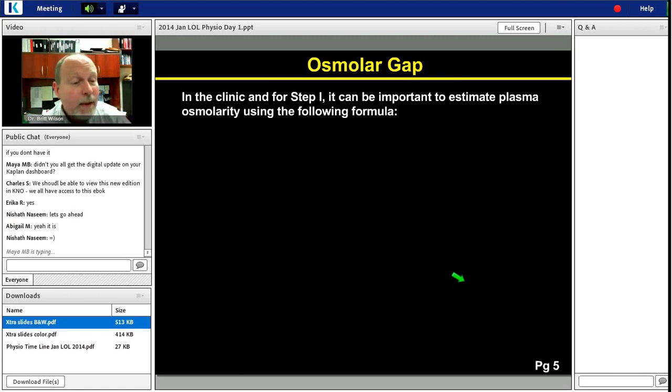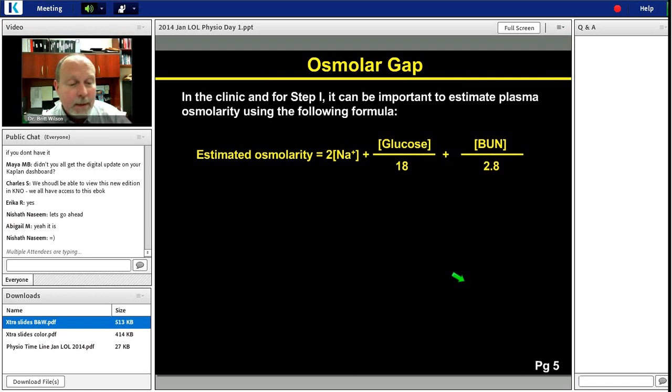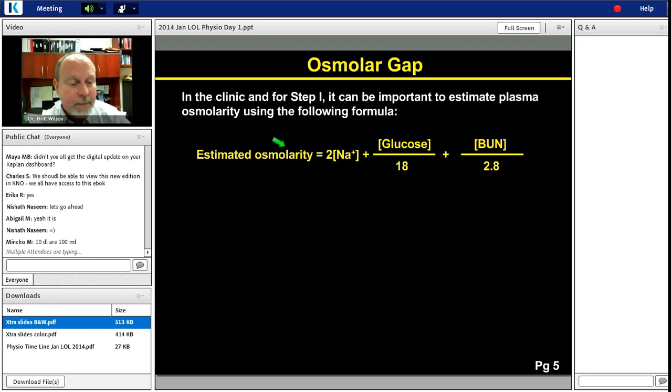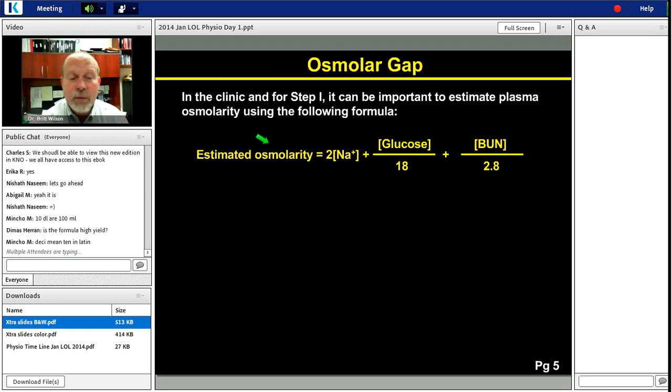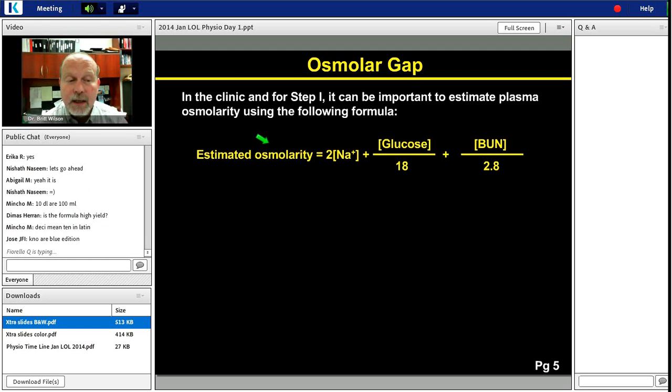All right, now we can utilize this information to calculate the osmolar gap. You can estimate osmolarity or osmolality by doing this: 2 times sodium plus glucose over 18 plus blood urea nitrogen over 2.8. What we're doing is estimating a patient's osmolarity.